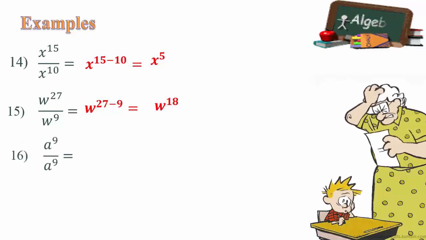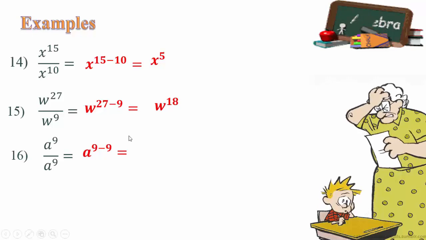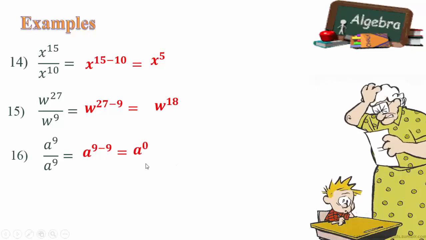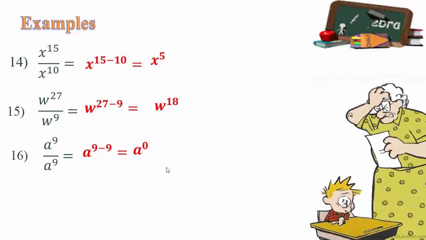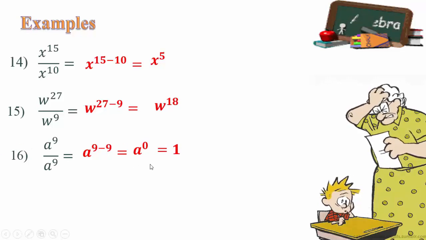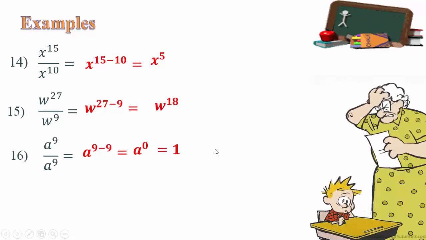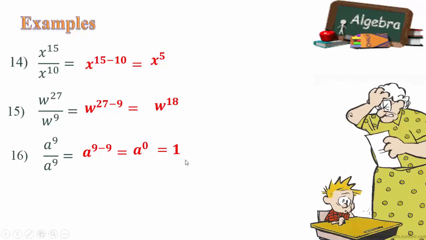For number 16, we have a to the 9th over a to the 9th. Well, it turns out that 9 minus 9 gives us 0, so that's a to the 0. And if you haven't learned this, this is a very important thing to know, that any expression to the 0 power is always equal to 1. This is something that will occur over and over and over again.